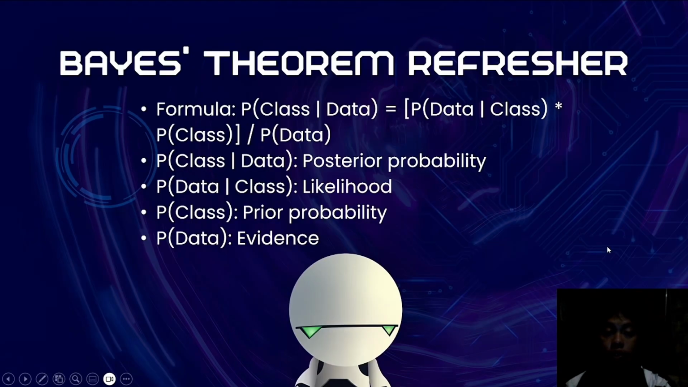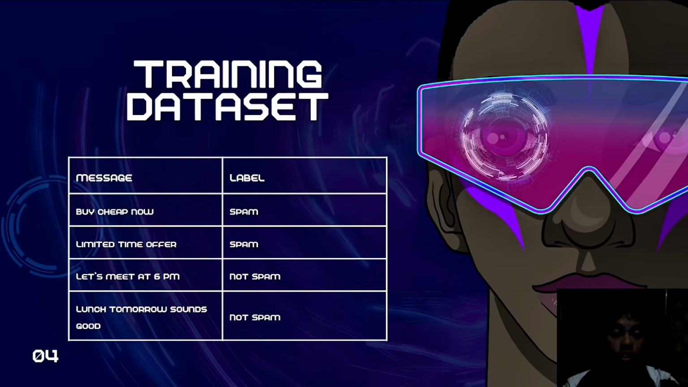This is the formula of Bayes theorem. These are the formulas. Let's proceed. This is the training data set.